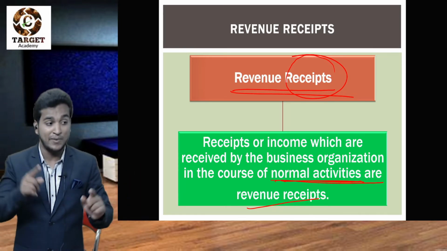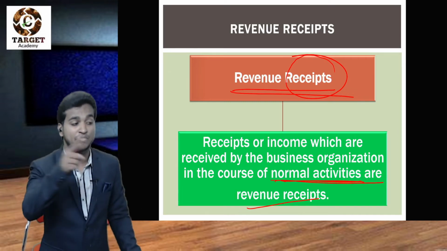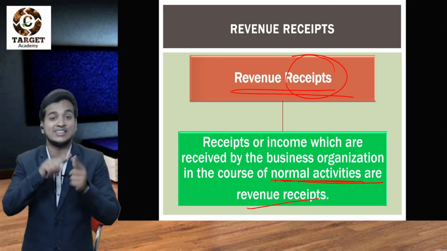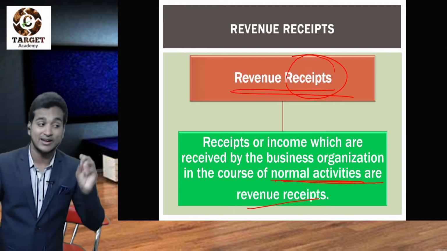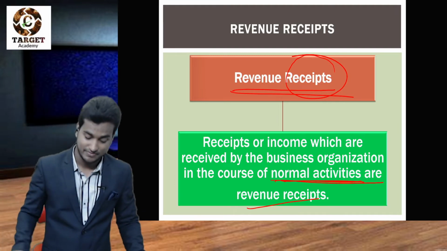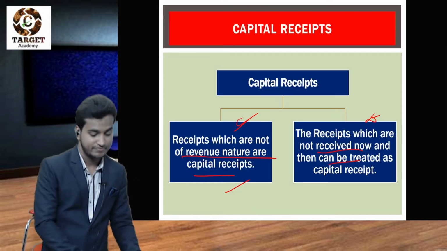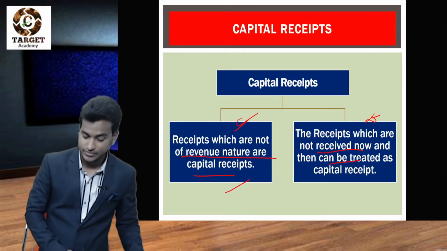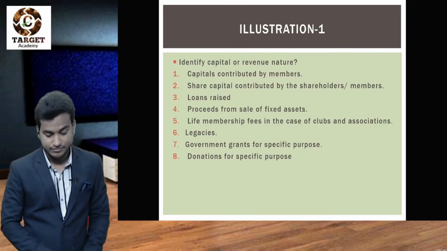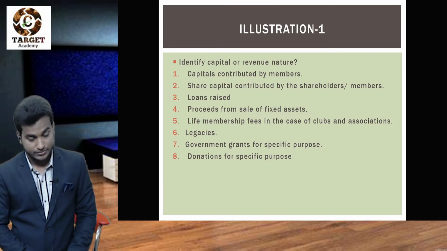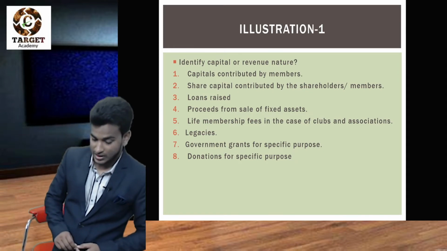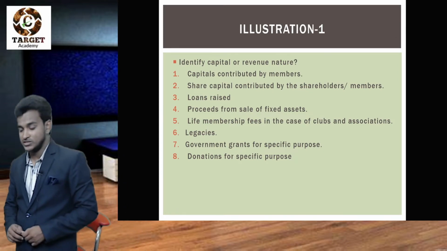That means that is not happening in the normal course of business. That is a different point. That means that is an occasional thing. So that is a capital receipt, not a revenue receipt. I hope you got my point. See the example and give me the answers.